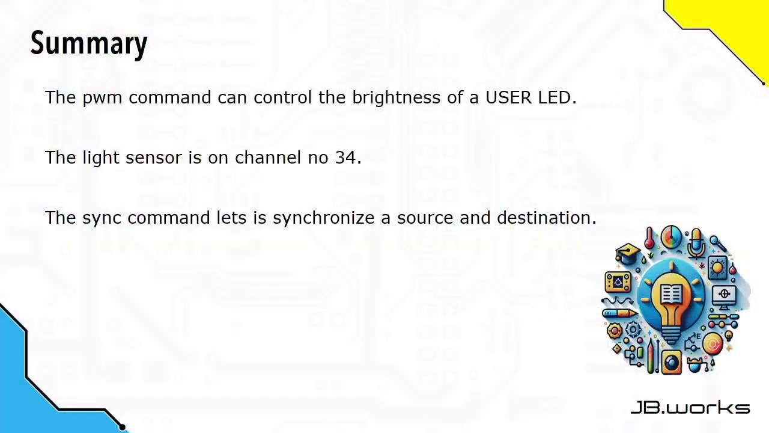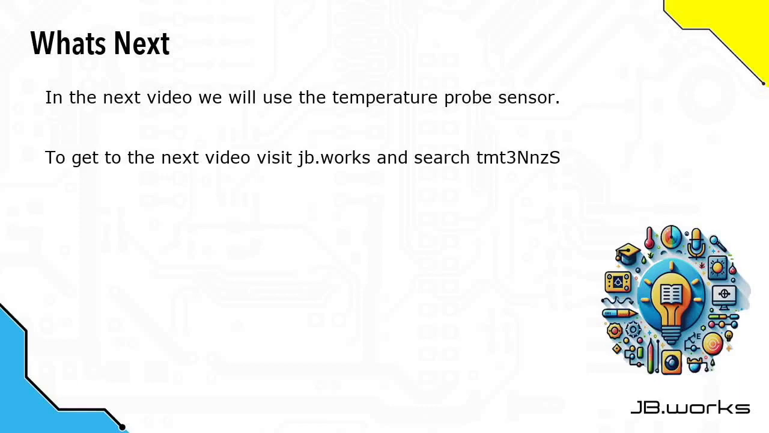So to summarize, the pulse width modulation command can control the brightness of a user LED, and the light sensor reading is on channel number 34. And we use the sync command to make it so that changes in the light reading will control the brightness of user LED number 1. In the next video, we will use the temperature probe sensor.